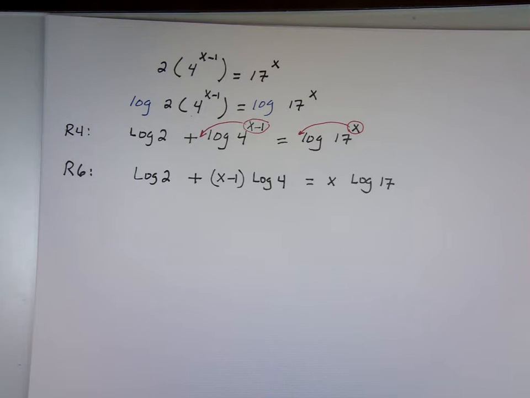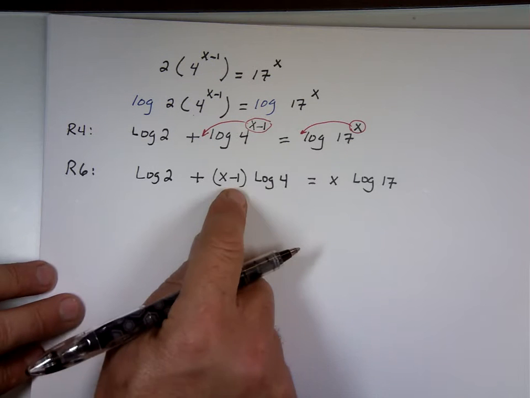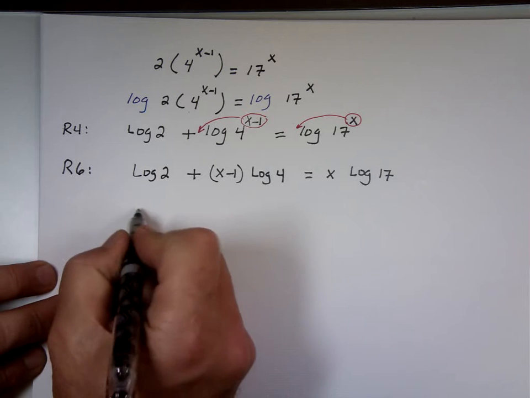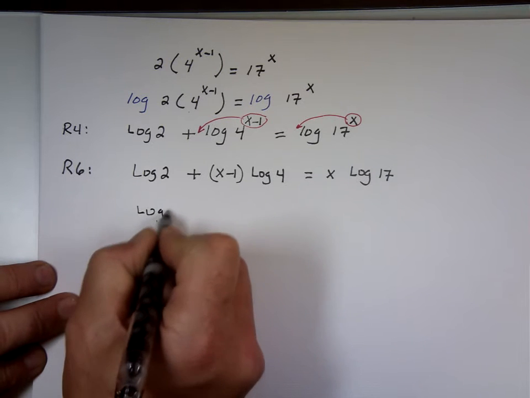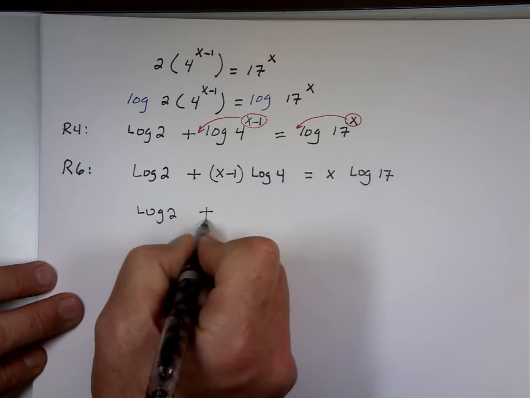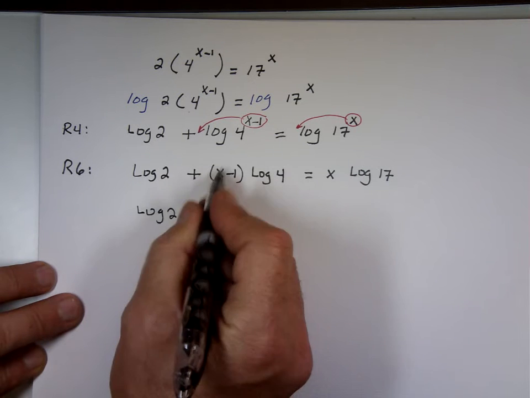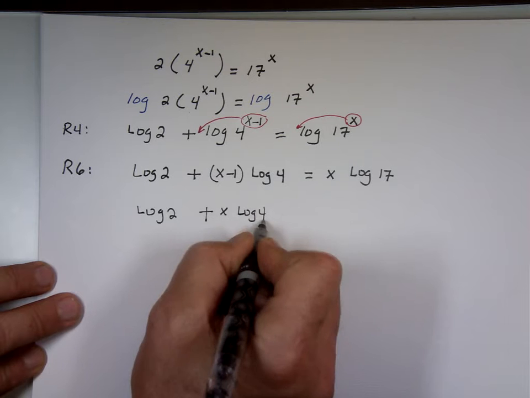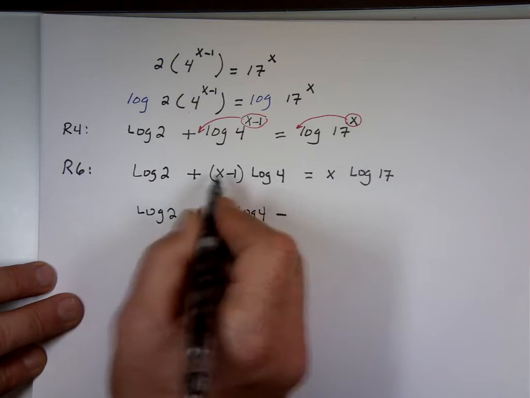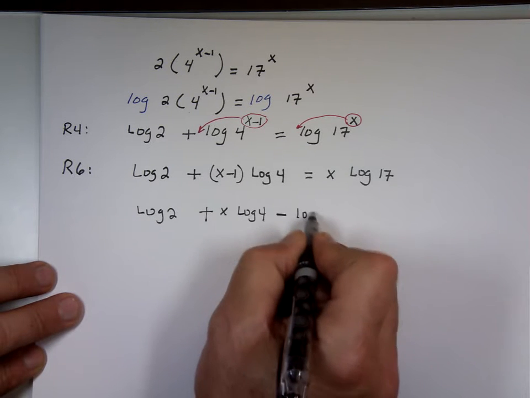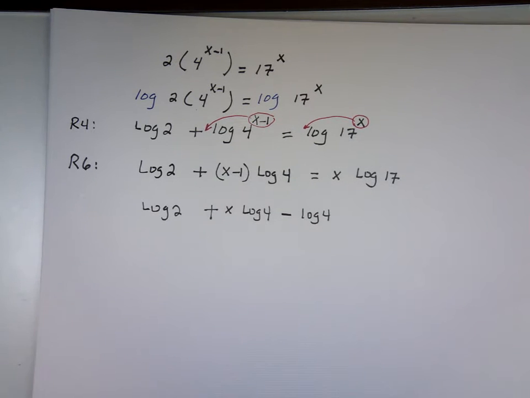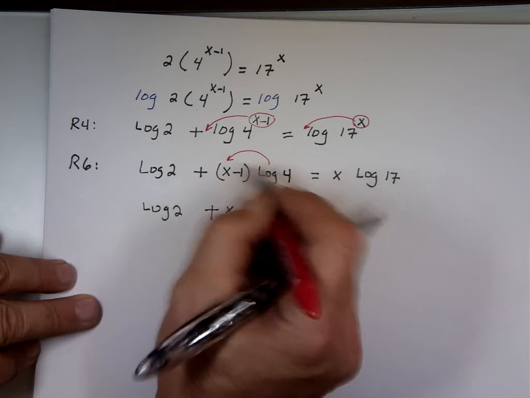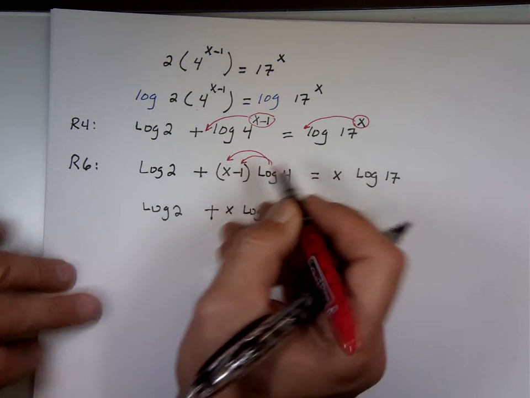Let's see. I can distribute that. That's log 4 times x, log 4 times negative 1. So I have log 2 plus log 4 times x, that's x log 4, minus 1 log 4, or just log of 4. So I took the log of 4, I multiplied it by x, now I multiply it by the negative 1. Distribute that.